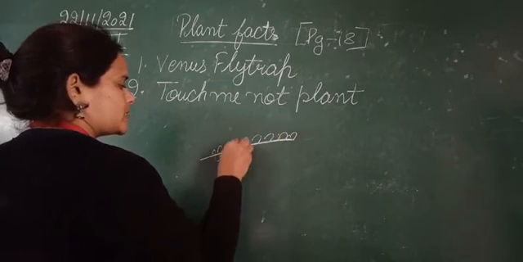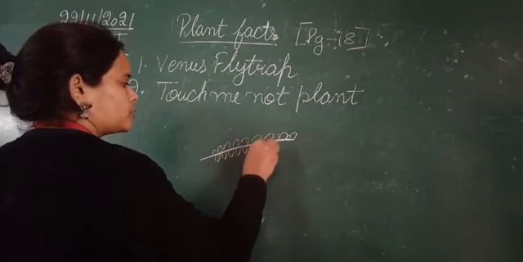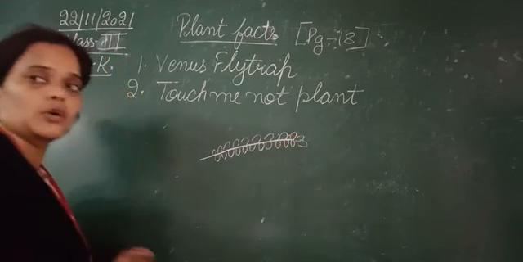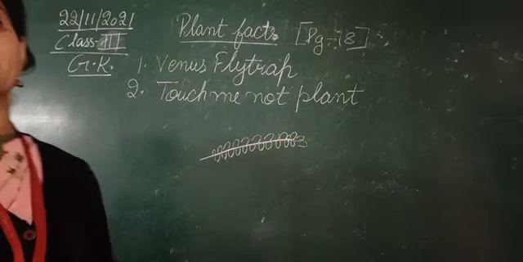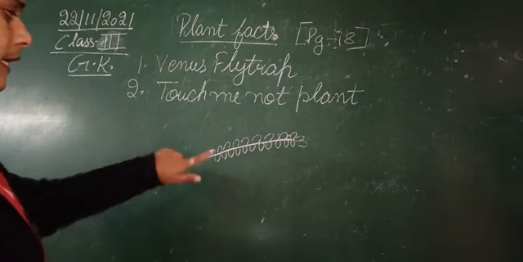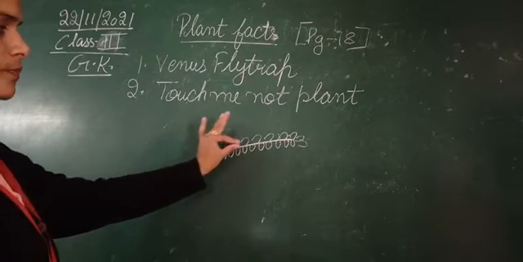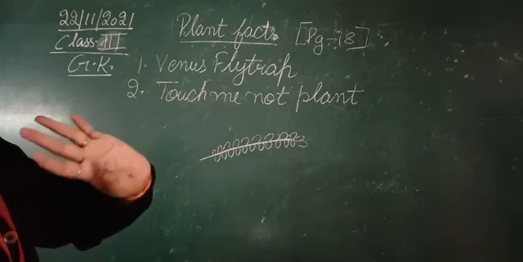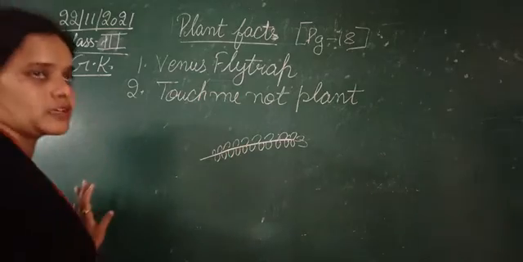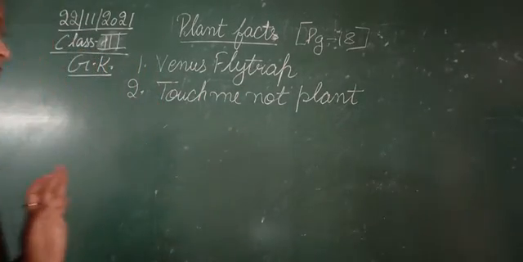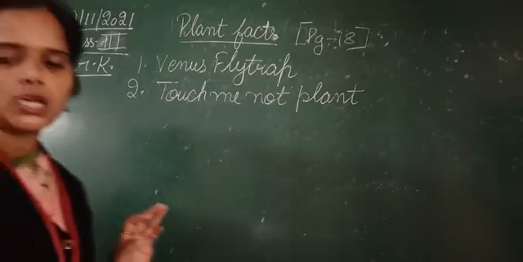Okay, so this is known as leaflets. The small leaves on a leaf are known as leaflets. As you touch the leaflets of this plant, they will close. That's why it is known as a very sensitive plant, and it is also known as the touch-me-not plant.